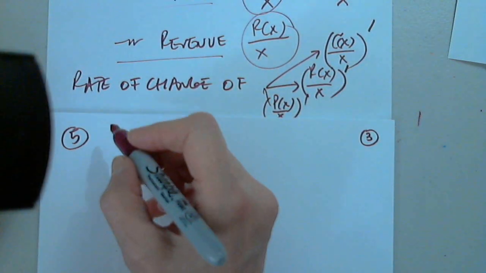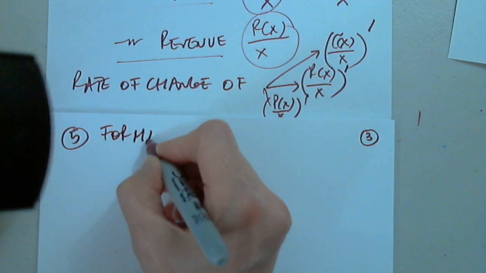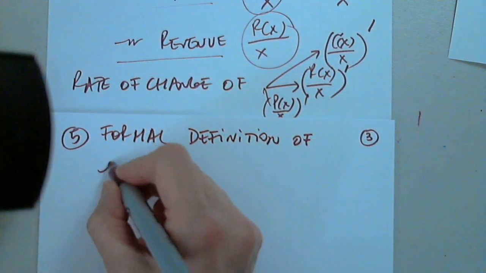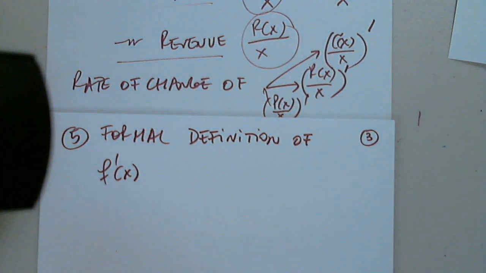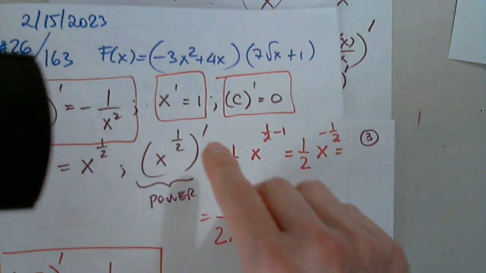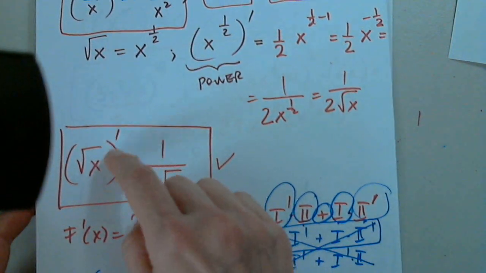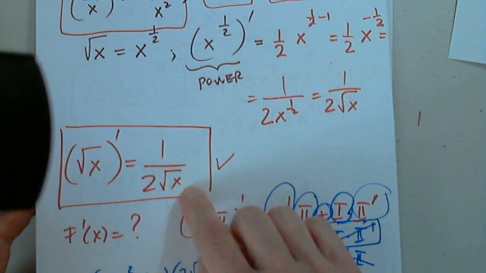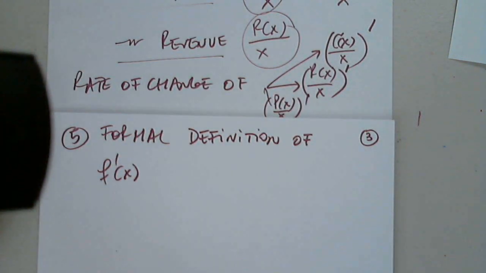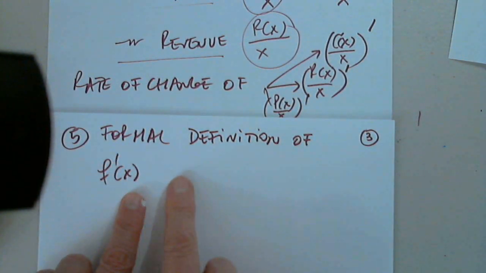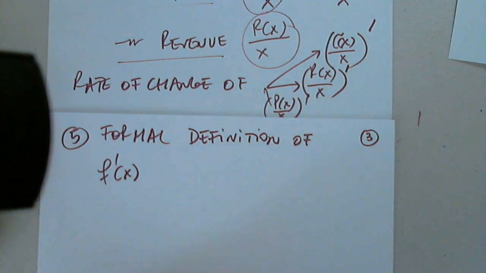The other very important concept is the formal definition of f prime. I'm not talking about differentiation rules. I'm not talking about differentiating x and getting 1, or differentiating the square root of x and getting 1 over 2 the square root of x. No, I'm talking about the only one, the formal definition of f prime. Can anyone give us the formal definition of f prime? And there is only one.